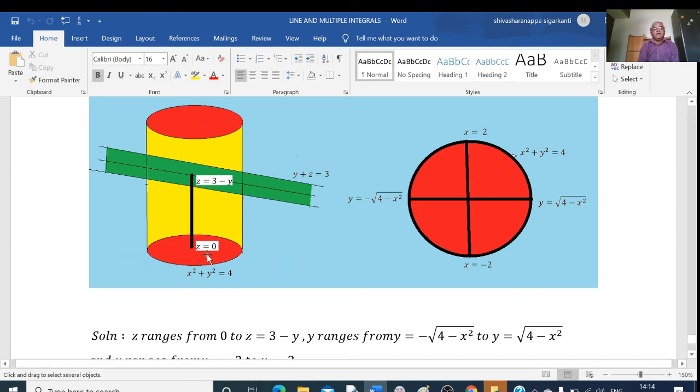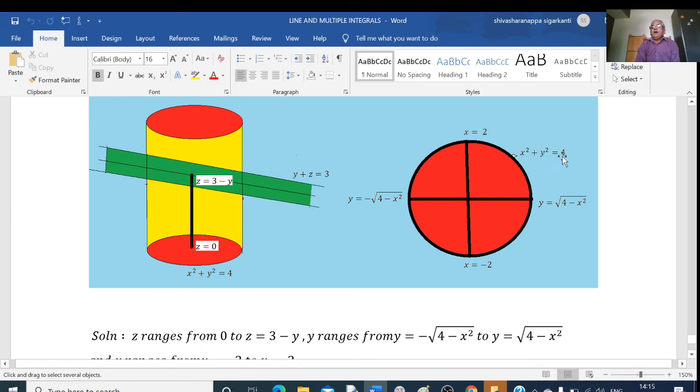This is my xy plane, z equal to 0, and one more plane is there above this, that is y plus z equal to 3, or we write z is equal to 3 minus y, and this is the base of that cylinder. Here z ranges from 0 to 3 minus y. What about x and y? Here the equation is x square plus y square equal to 4. I am writing the base here, the circle x square plus y square equal to 4.